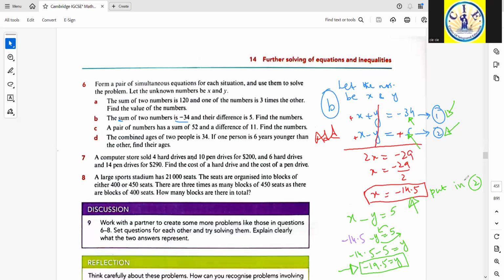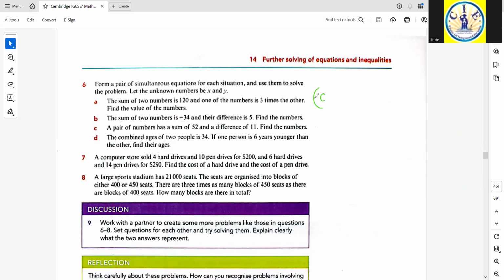Now it is part C. The pair of numbers has a sum of 52 and a difference of 11. Find the numbers. So it is exactly on the same pattern. x plus y is 52 and x minus y. Okay, let me do it the other way around. y minus x is equal to 11.